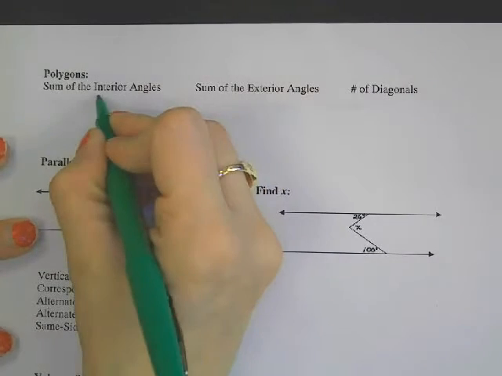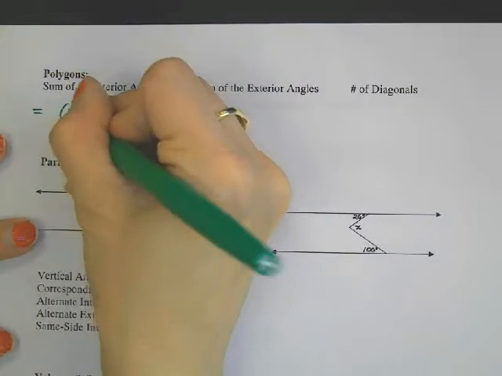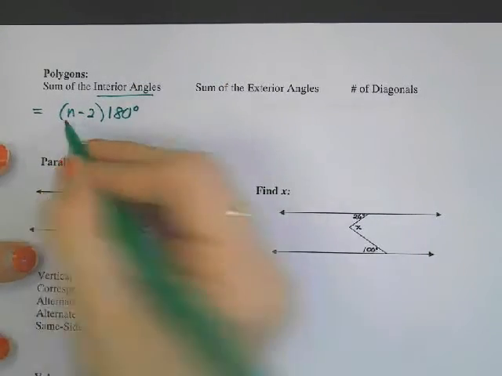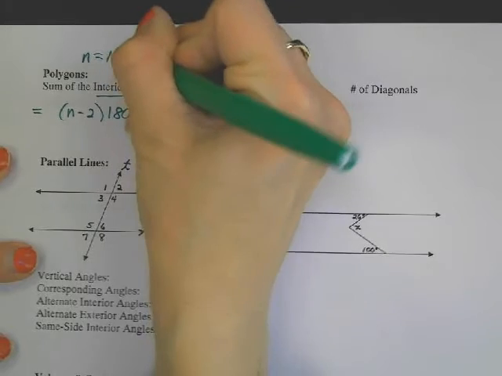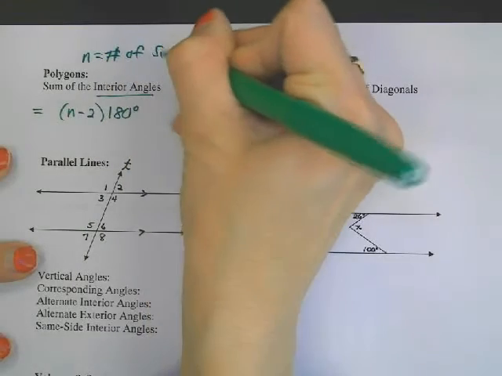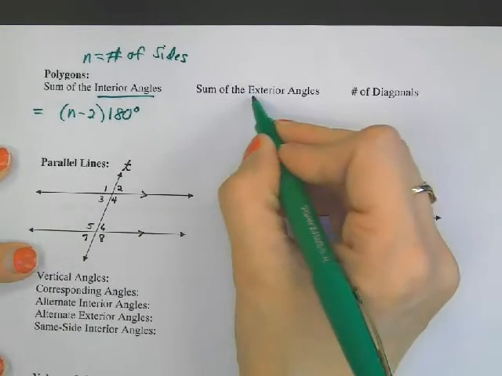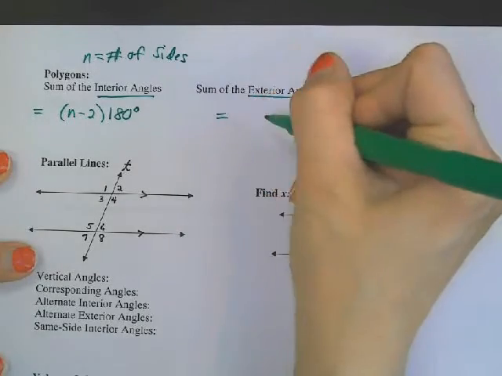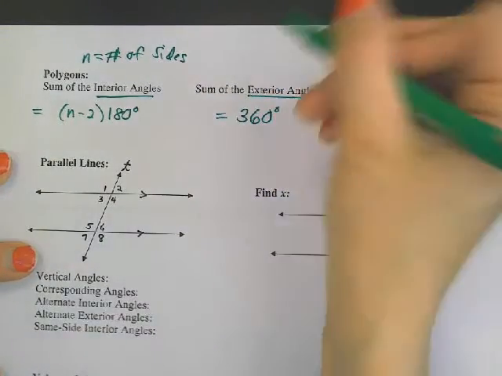The sum of the interior angles is n minus 2 times 180. And n is the number of sides, or you could say number of angles because it's the same. The sum of the exterior angles outside, this is real easy. The sum, it's not even a formula, is always 360. Yeah, no matter what the shape is.